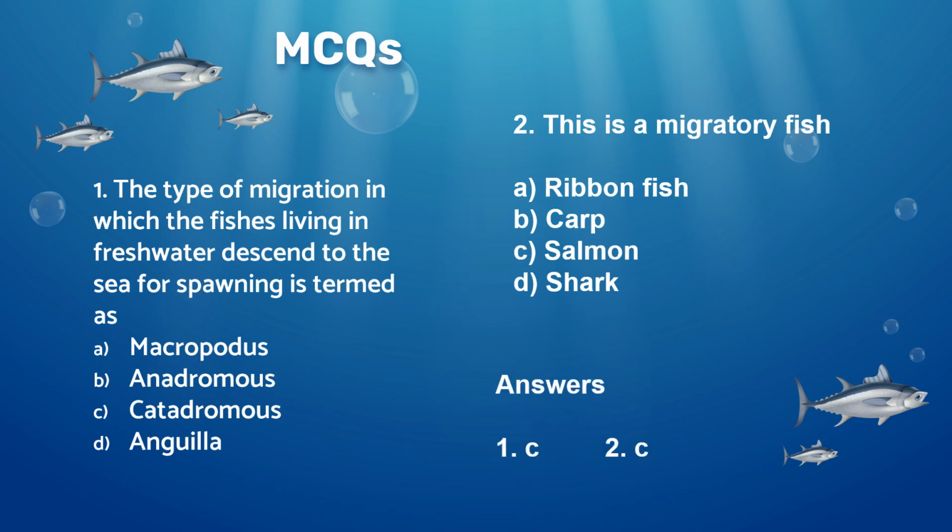Answers are: the type of migration in which fishes living in freshwater descend to the sea for spawning is termed as catadromous migration. And salmon is a migratory fish.